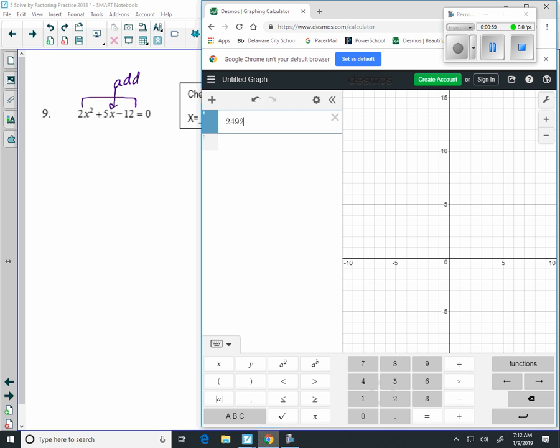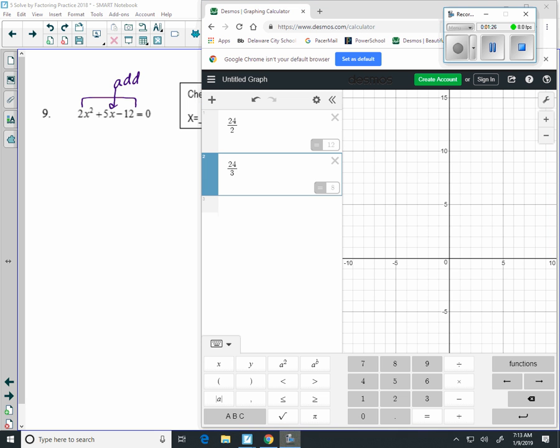24 divided by 2. Well, we actually need to divide in there, not 9. And then 24 divided by 3. And just go through your list. Get all your factors down to start with.